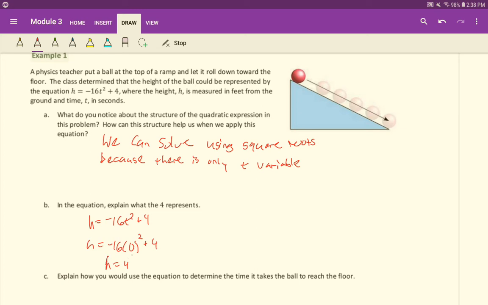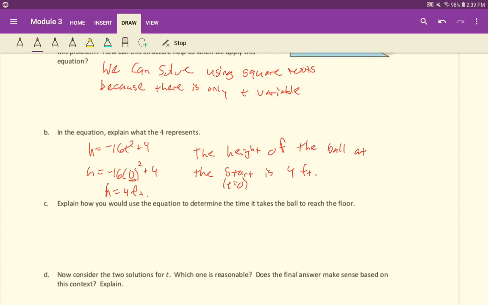So what does it represent? Well, what does a time of 0 represent? If the time of something is 0, that means it's at the start, right? And then this h, what does h represent again? h is measured in feet, and it's the height, okay? So this represents that the height of the ball at the start is 4 feet. Start because, remember, it was t equals 0.